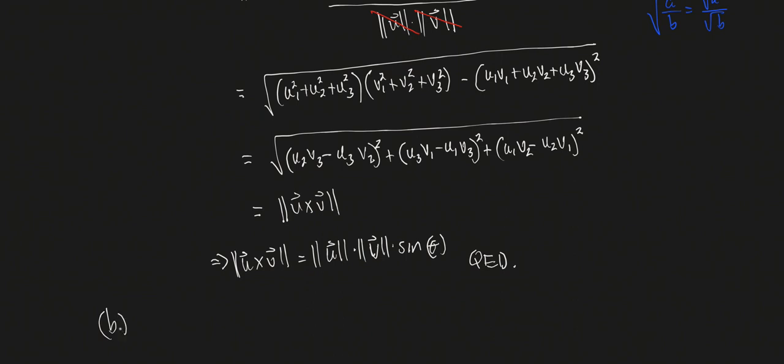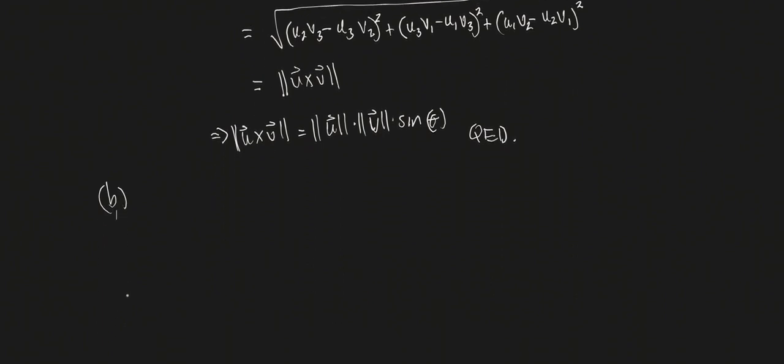For part B, I'm going to draw a picture now. So here's that parallelogram. Let's say I have U, that's that vector, and this is V. Well, if I complete the parallelogram, it will look kind of like this. Again, this is U, this is V, and of course, the angle between them is theta.